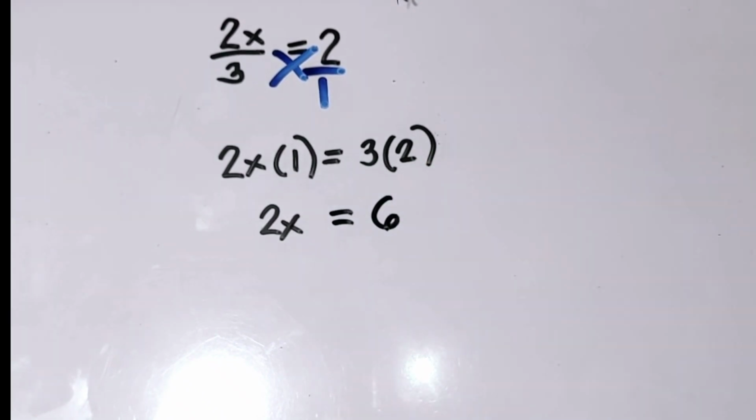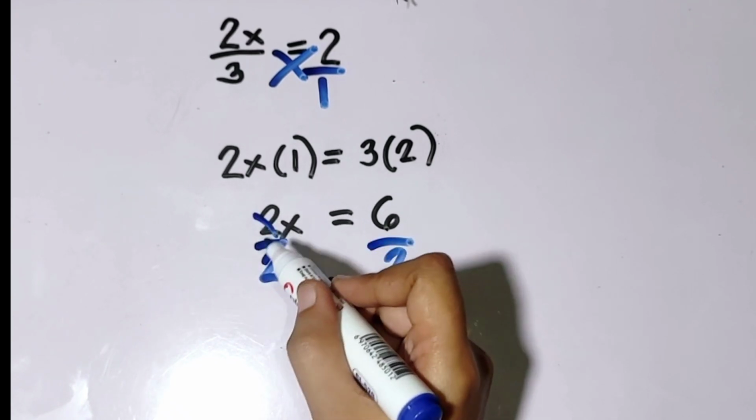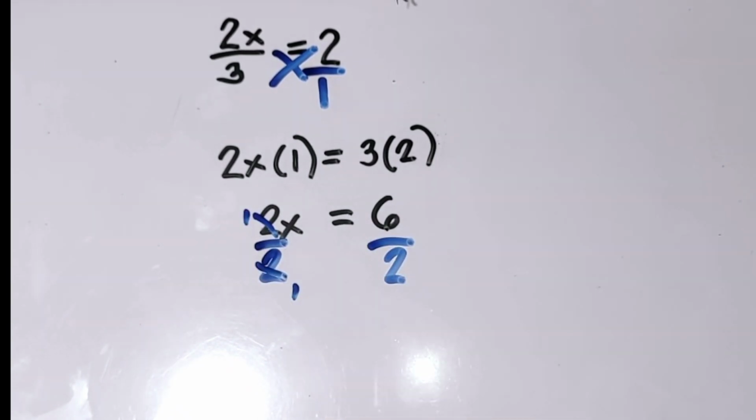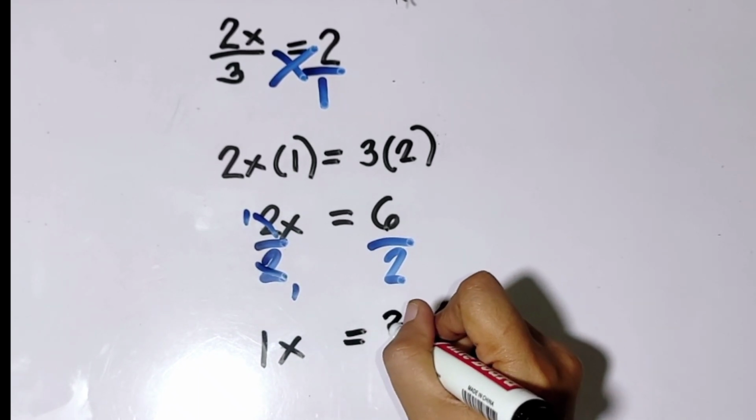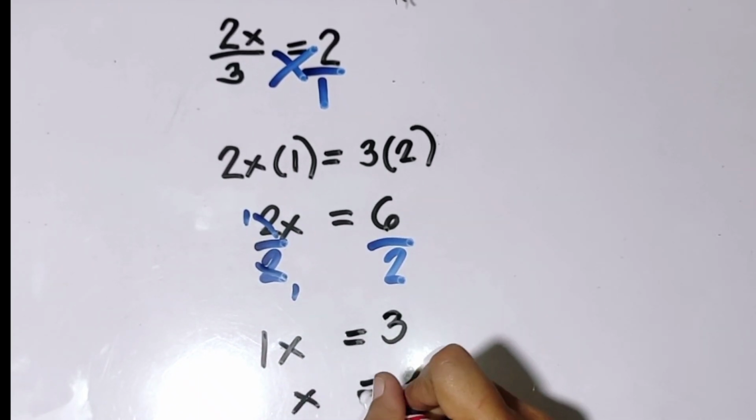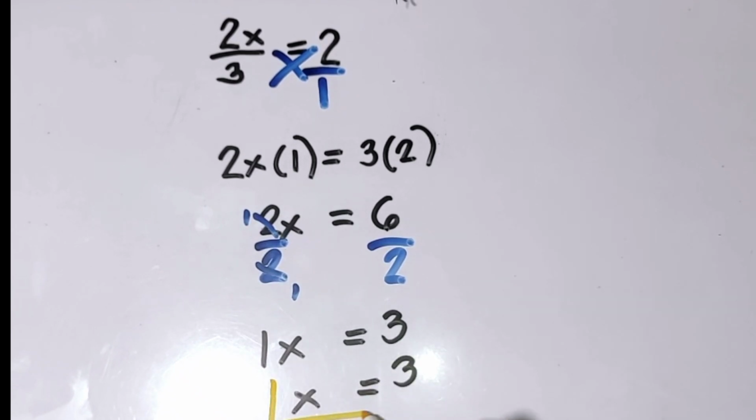To get the value of x, we need to eliminate 2 by dividing 2 both sides. 2 divided by 2 is 1. 1x equals 6 divided by 2 is 3. So x equals 3.